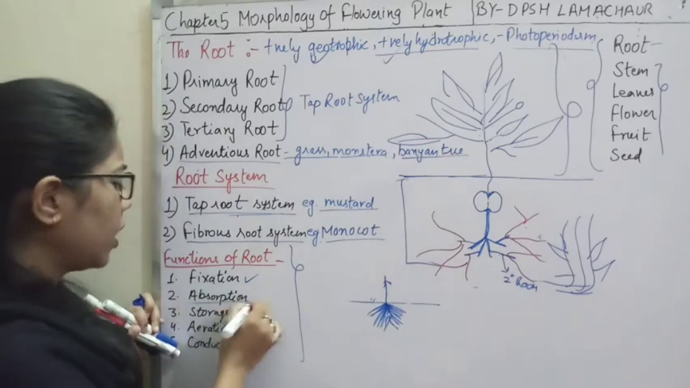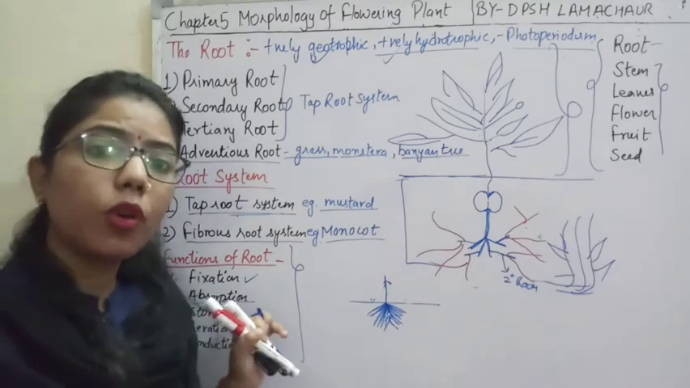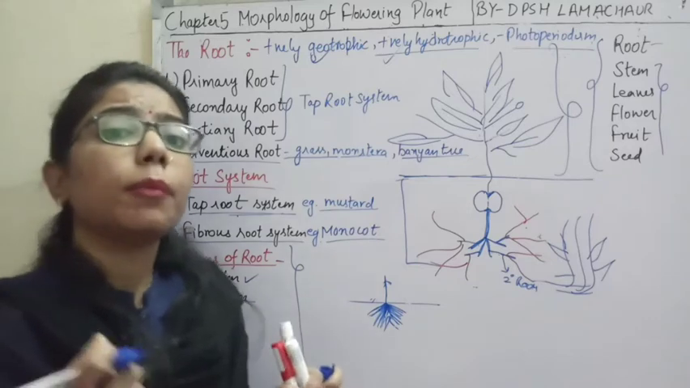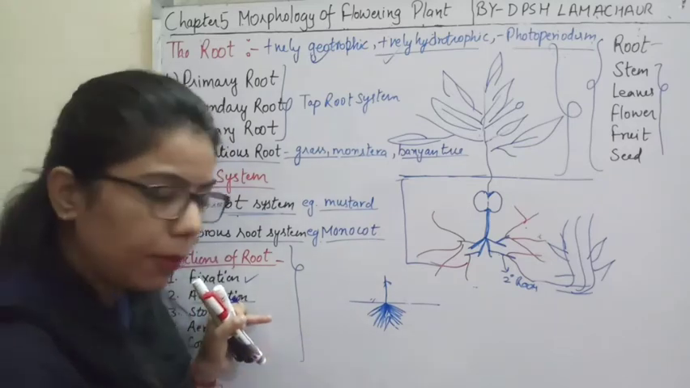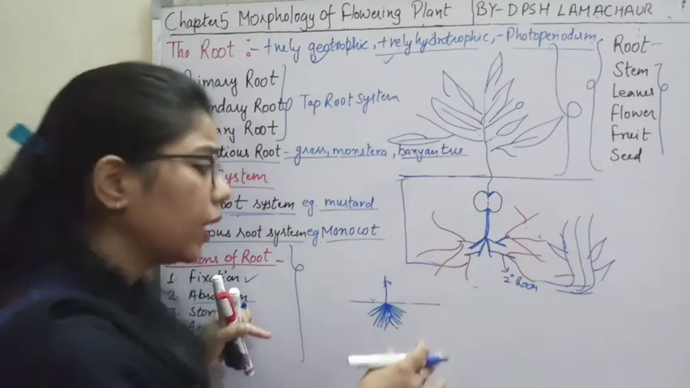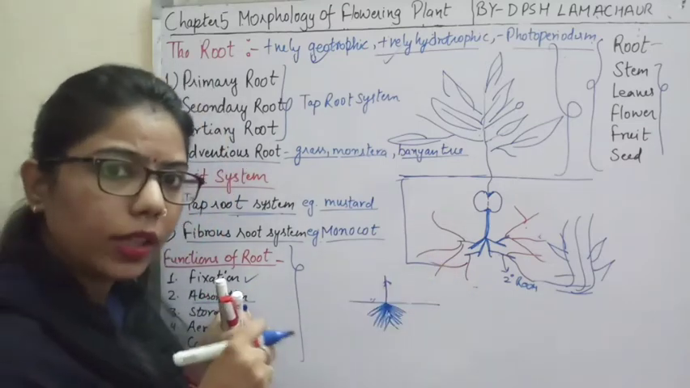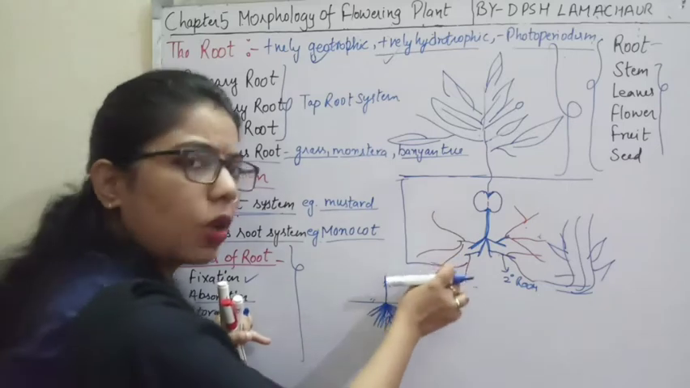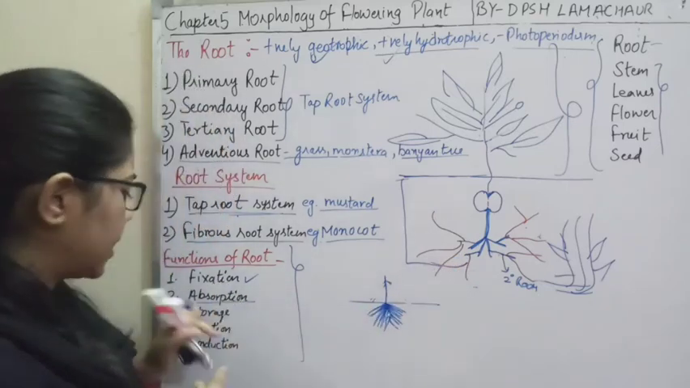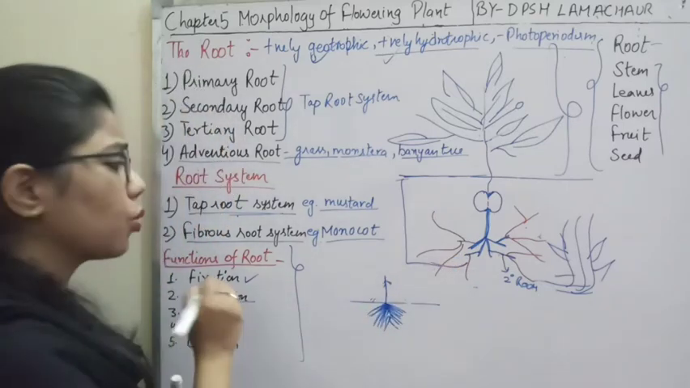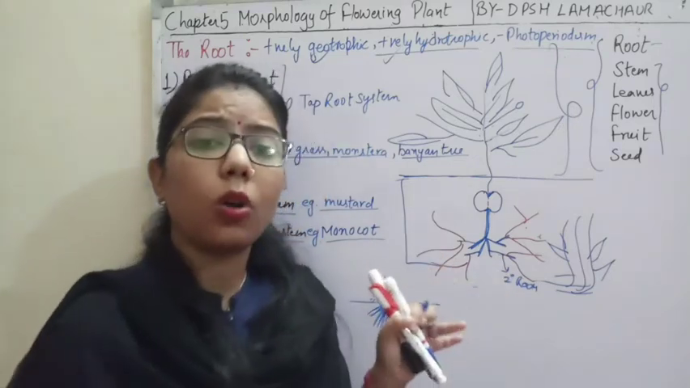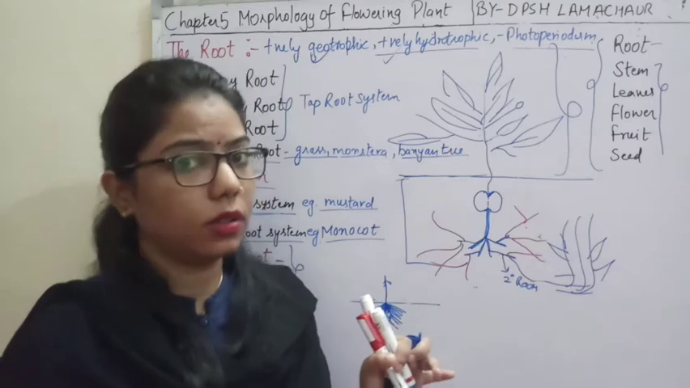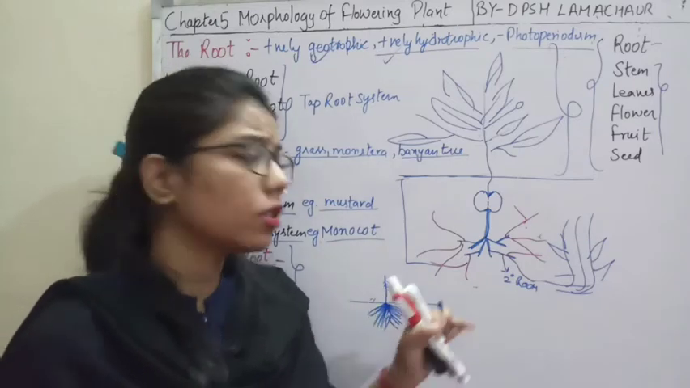Now, absorption. Absorption for what? For the minerals and water present in the environment. So what are these roots doing? They are absorbing water and nutrients from the soil. This is the second function. The third function is storage. You will understand that roots also function as storage organs.